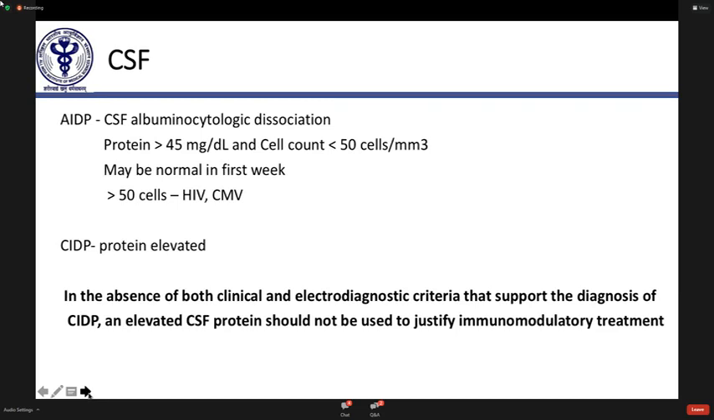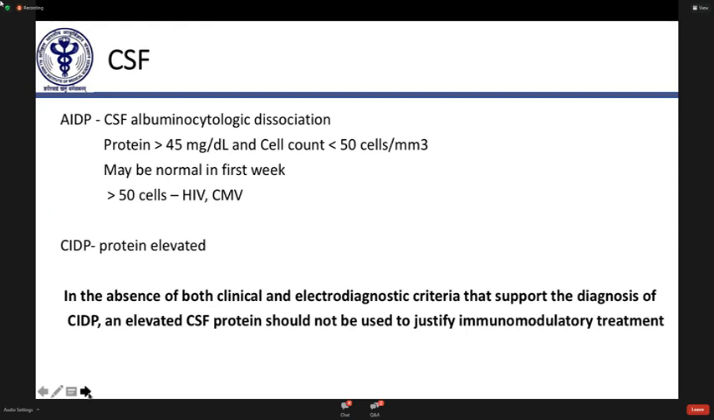In AIDP, we classically describe the CSF albuminocytological dissociation, where the protein is more than 45 and the cell count is less than 50 cells. The cell count of 50 is a little controversial; some people don't accept it. We want a cell count of less than 10. Ten to 50 is a no man's land. It can be abnormal, or it can be normal in the first week.